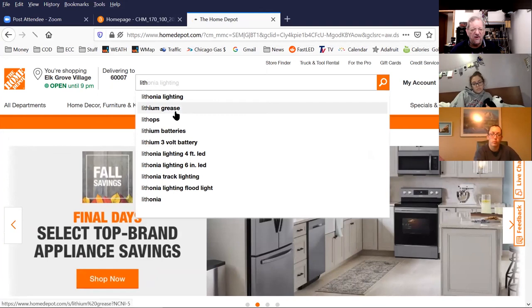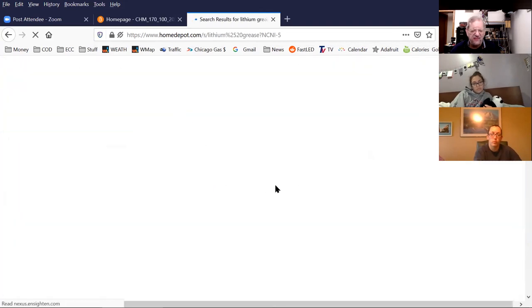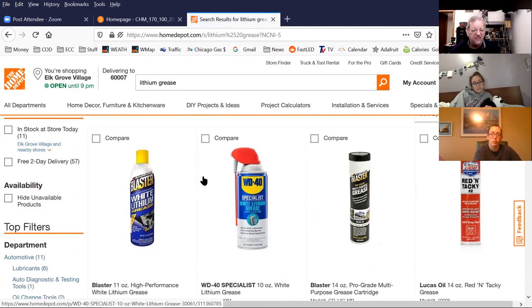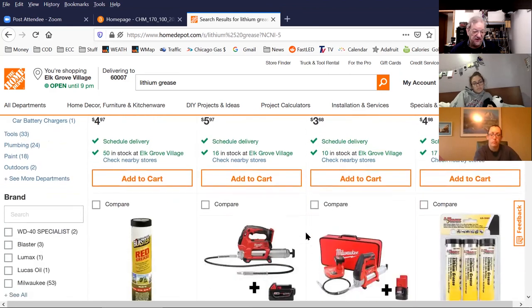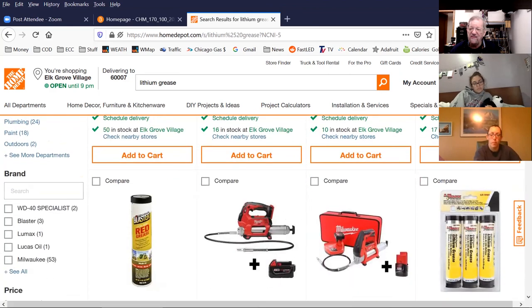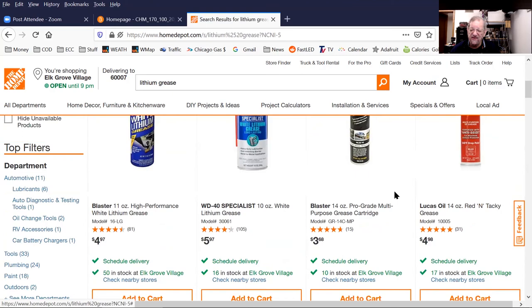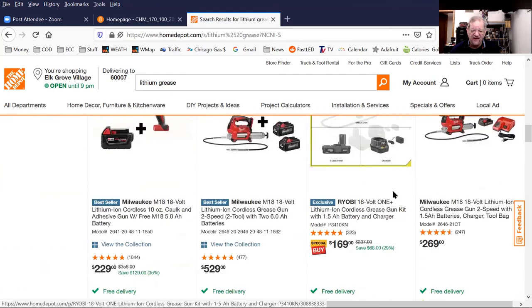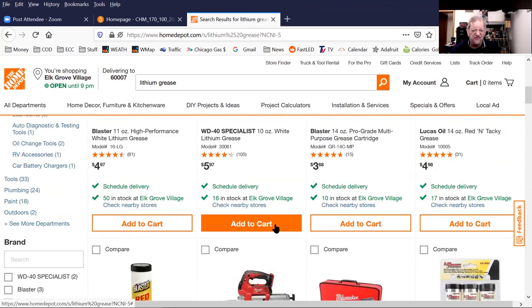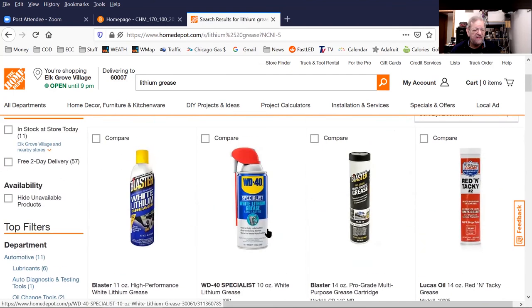If you go to your local home improvement store, you can buy what's called lithium grease. And lithium grease is really good. This got invented about 10, 15 years ago, not that long ago. I can't see the one I use. I've used this stuff right here.